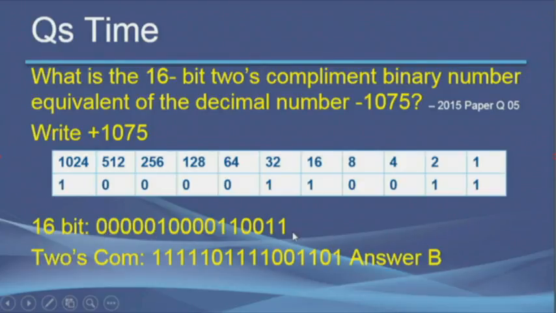Now we have 16 bits here which represent positive 1075, and you have to do the 2's complement. What you have to do is, from right to left, repeat the pattern until you get the first one. Here in this case you will get the first one at the very first bit, so you repeat that one, then you flip all the other bits, ones into zeros and zeros into ones, and you will get this answer, and you can find this answer in your question paper in option B.